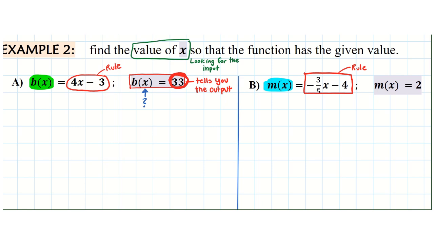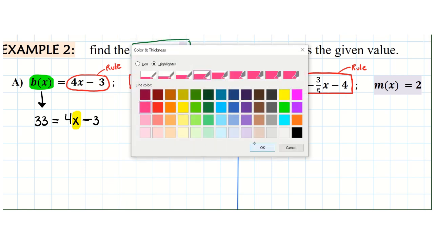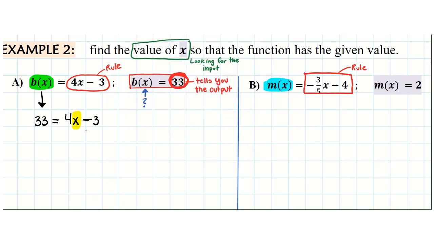So if we go back to our equation, all we need to really do is substitute for b of x. My question mark here, what I'm looking for, is just x. So b of x, we know that it's 33, so we just simply replace it with 33. The right side, which is our rule, just stays the same. And then it just becomes an equation where we're just solving for x.